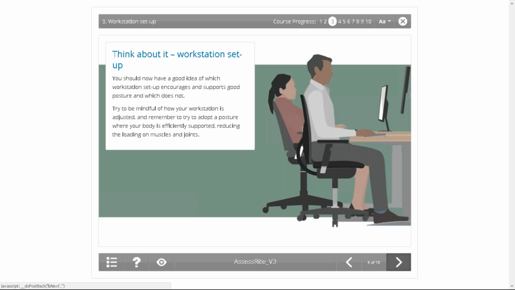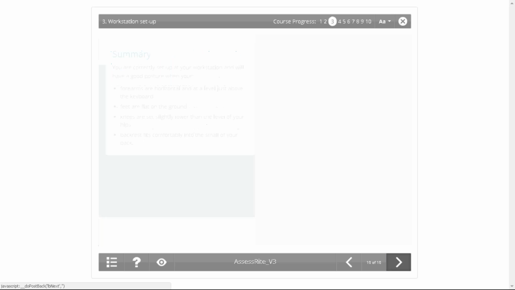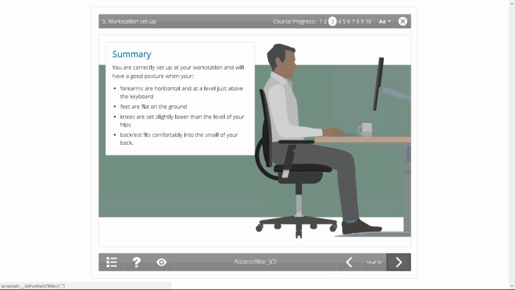You should now have a good idea of which workstation setup encourages and supports good posture and which does not. Try to be mindful of how your workstation is adjusted, and remember to adopt a posture where your body is efficiently supported, reducing the loading on muscles or joints. If you have correctly set up your workstation, you will have a good posture when your forearms are horizontal and at a level just above the keyboard, your feet are flat on the ground, your knees are set slightly lower than the level of your hips, and the backrest fits comfortably into the small of your back.